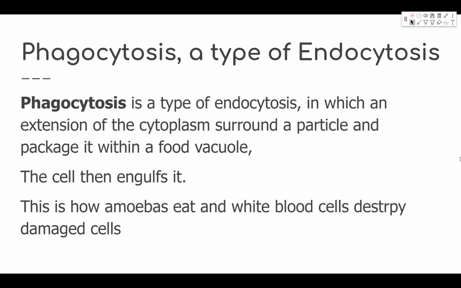There's a special type of endocytosis called phagocytosis. Phagocytosis is specifically taking stuff in and putting it in a food vacuole. It's a type of endocytosis. We've got an extension of the cytoplasm and the cell membrane that are going to surround a particle and package it within a vacuole, a food vacuole. The cell will engulf it, and then it will probably send it somewhere to be digested. This is how amoebas eat. A lot of single-celled organisms eat this way.